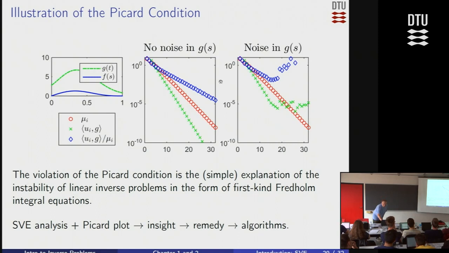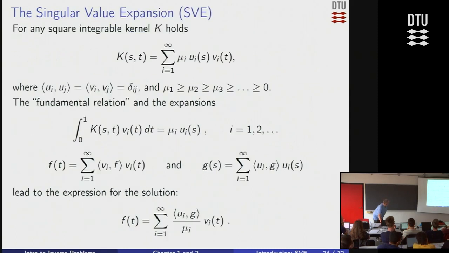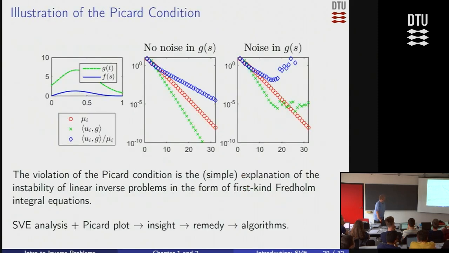Now let's look at the middle plot here. These are the various quantities that appear in our analysis if we do the singular value expansion analysis. And this is for a case where there's no noise in our right-hand side. So we need to look at the singular values, the coefficients of the right-hand side in the u basis, and then if we divide by the singular values, we have the coefficients of the solution. Let me just back up a little bit. These are the ingredients of the equation right there at the bottom. So these are the ones we want to know what happens to.